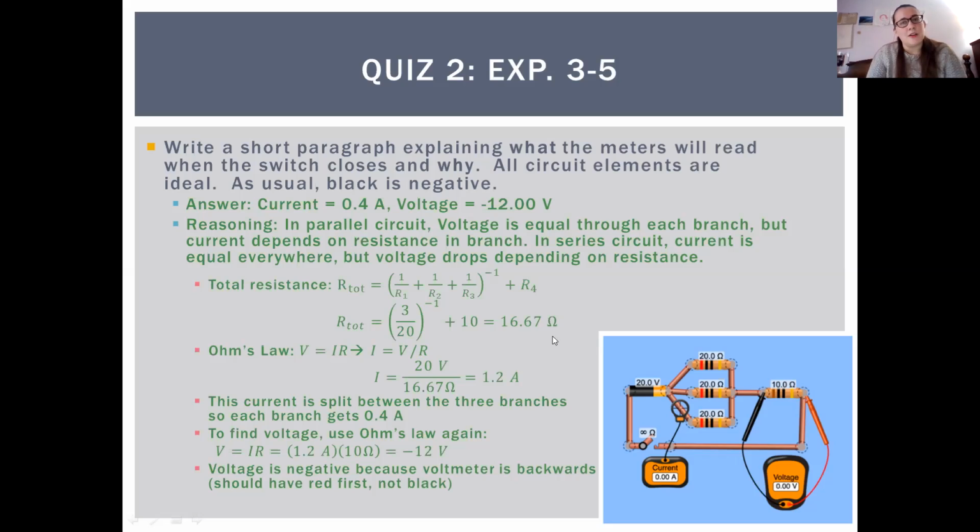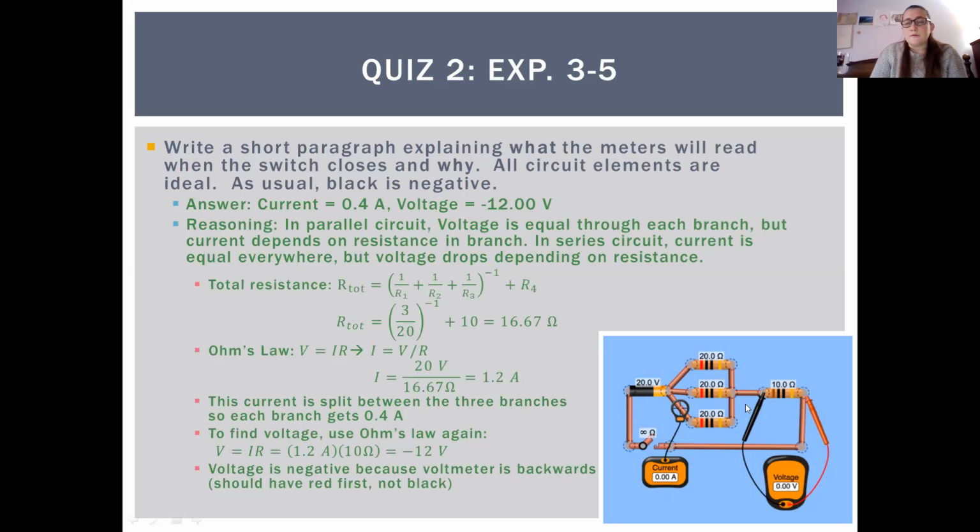But since here all of our branches have the same amount of resistance, that means our current is going to split evenly between the three branches. So 1.2 amps divided by 3 branches gives us 0.4 amps for each branch. So that's what the current is going to read through this bottom branch here: 0.4 amps.